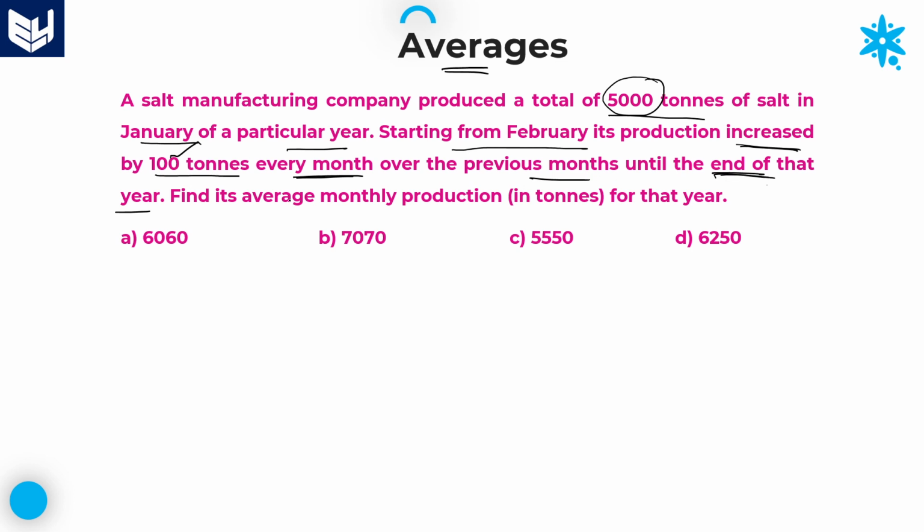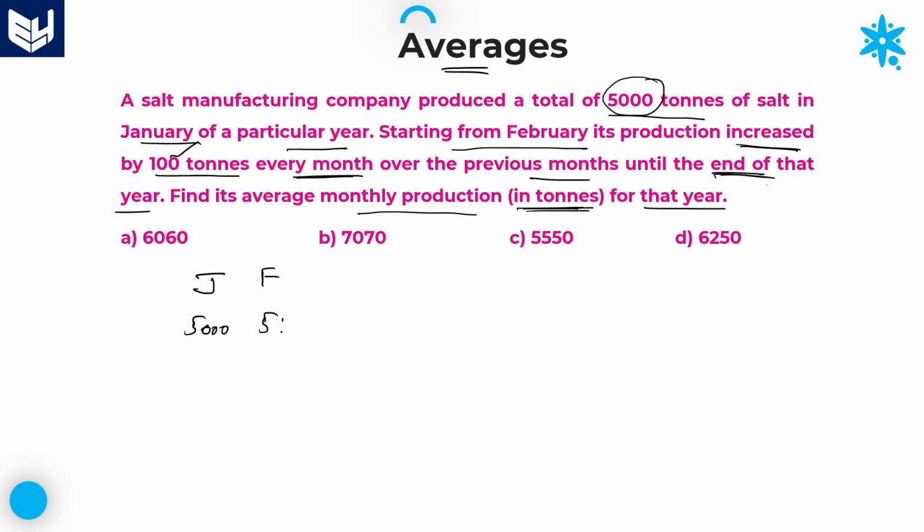Now the question finally he is asking is: find its average monthly production in tons. Here we need to calculate in terms of tons for that particular year. If you observe the question carefully, it is a very simple question, but it looks lengthy. But don't get confused. During January the production is 5,000. From February onwards, after every month, production is increased by 100 tons.